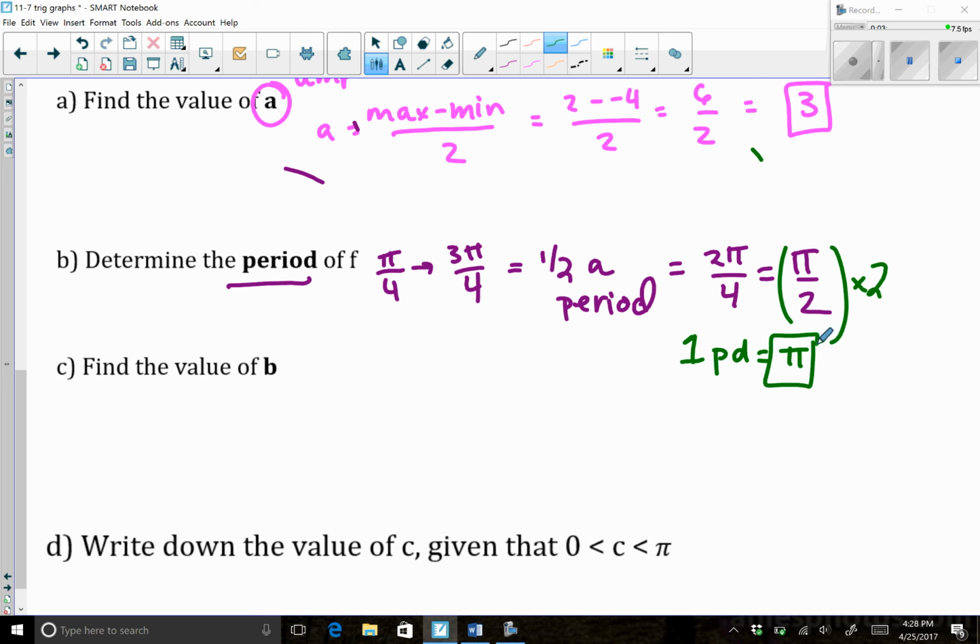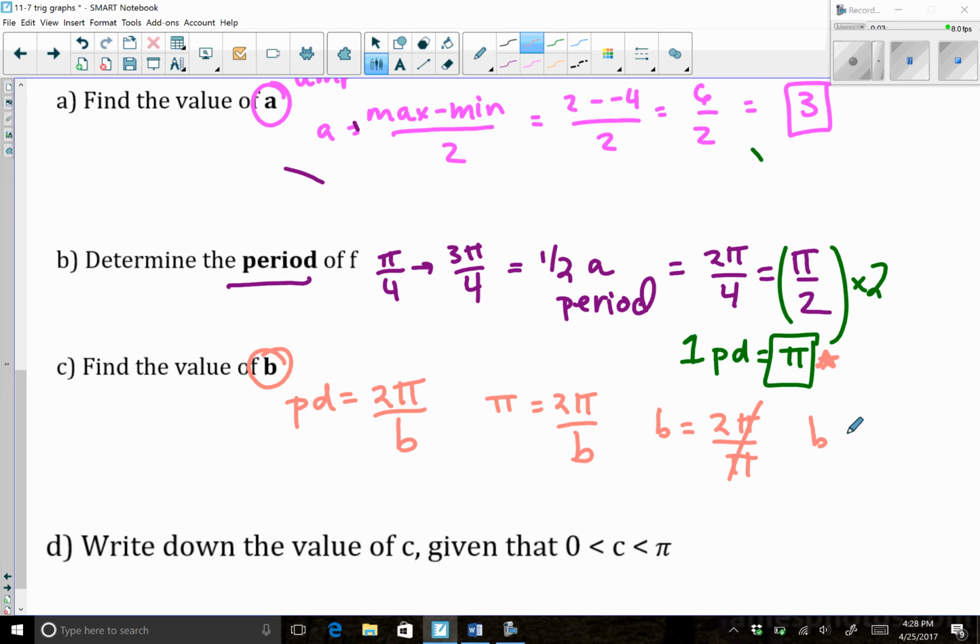In part C, they want us to find the value of B. So if I want the value of B, remember we have a formula where the period is equal to 2 pi over B. B is my unknown. I don't know it, but I do know the period now. It's pi. So I can fill in what I do know. It's pi equals 2 pi over B. When we cross multiply, we get B equals 2 pi over pi. Pi's divide away, and we get a B value, or our frequency of the graph, is equal to 2.